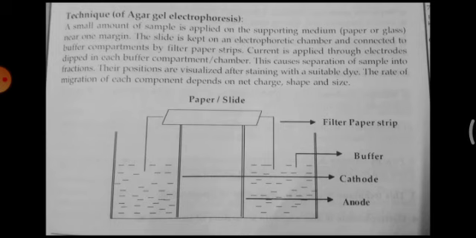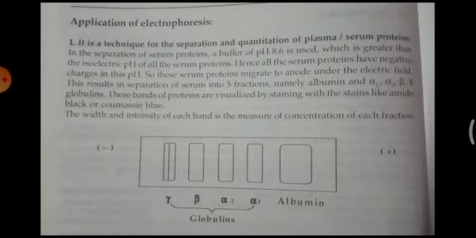So in the diagram, you can see one is the anode and the other is the cathode. At the bottom, on the right side, next is the buffer, and then the paper or slide, which is attached to the buffer with a filter paper strip. The electrodes, cathode and anode, are subjected to current or electricity. The charges move through the filter paper along the paper or slide containing the sample, thereby separating the sample according to net charge, shape, and size.